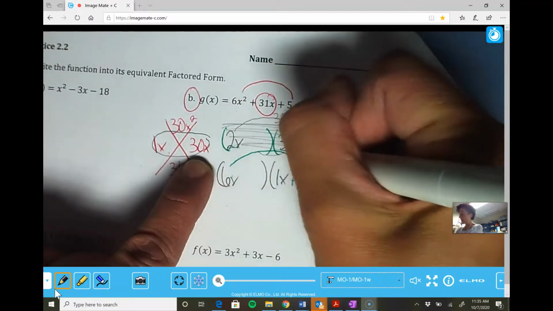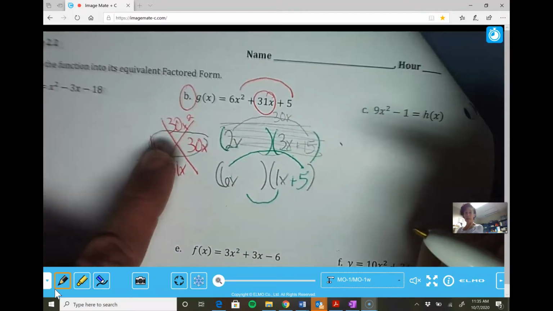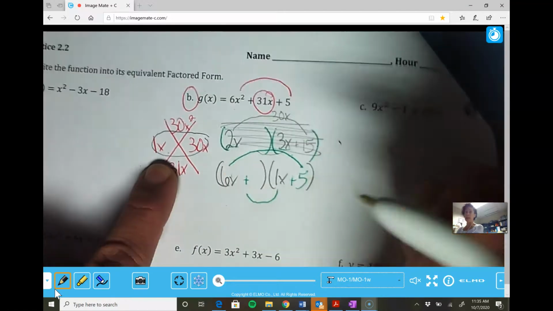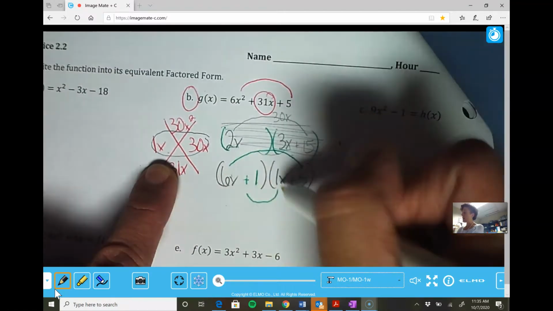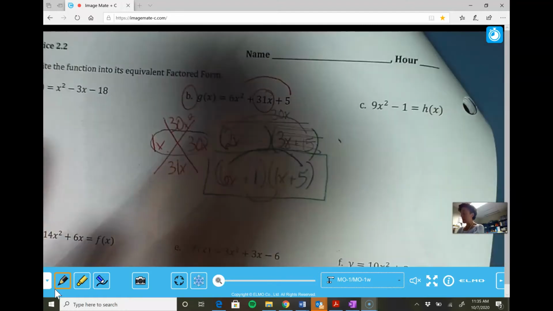So there's my 30x taken care of, which means I'll have to take 1x times something to get to 1x. And you always need a number. It can't be 0, so I'll put a 1, because 1x times 1 is that 1x. And now this one is factored.